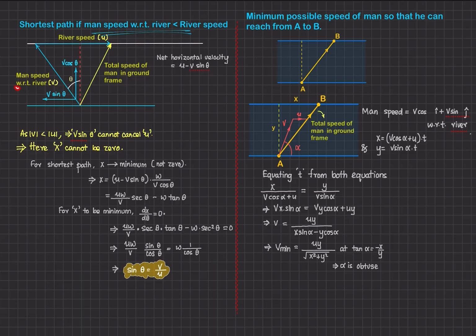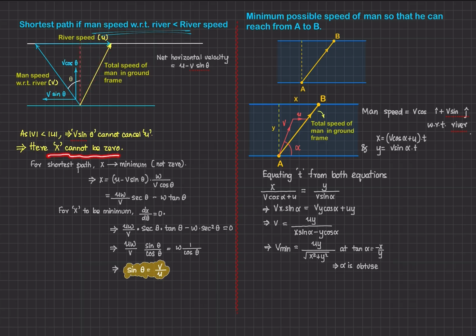So I'm taking the man's speed with respect to the river as v and the river speed as u, and we are analyzing. For the shortest path, the man's speed component won't be able to cancel the river speed, so there must be some horizontal displacement. How do we know the shortest path? The path will be shortest if this horizontal displacement is minimum, because he has to cover this vertical distance anyway. If this horizontal part, let's say that is x, is minimum, then the total distance will be minimum. So that's what we are writing here.